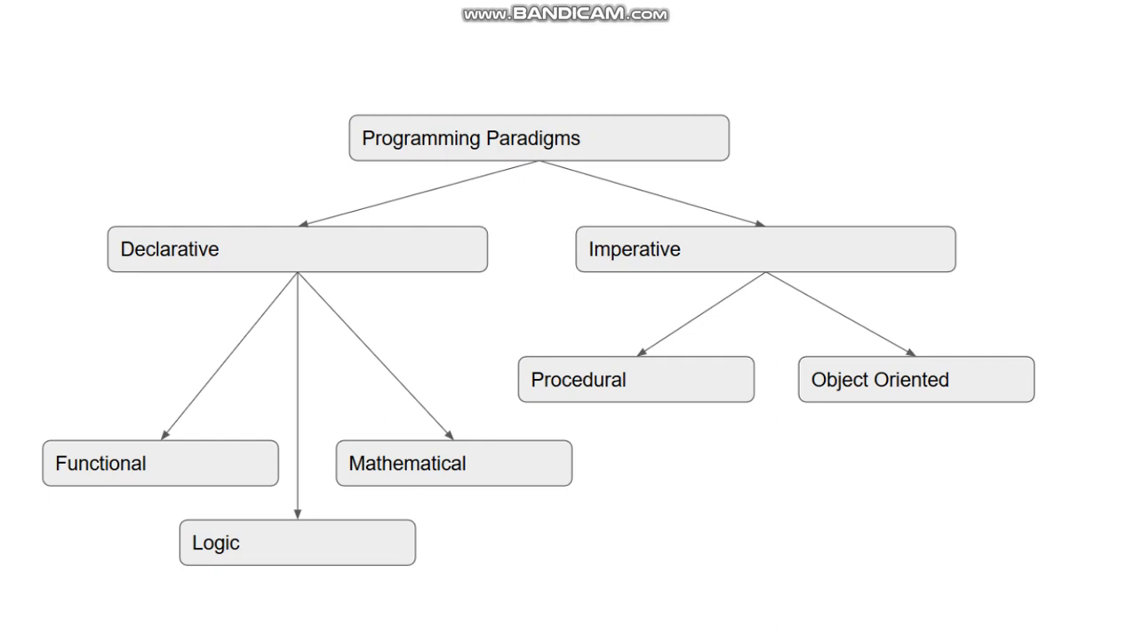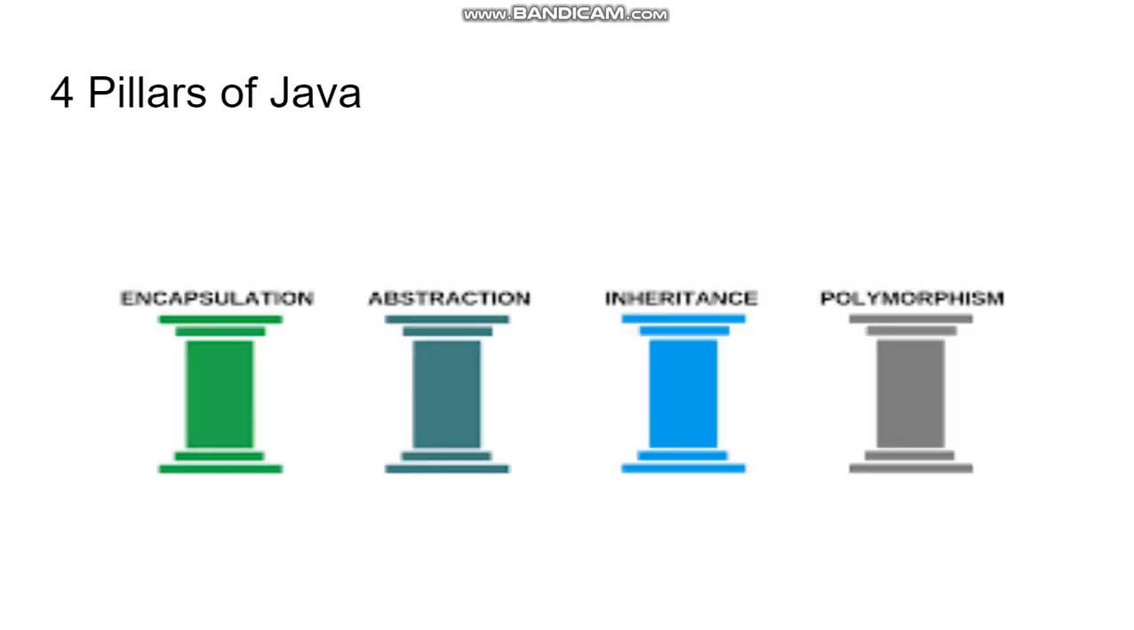Declarative has two types: functional and logic. In functional, we express computations as evaluation of mathematical functions, while in logic, we express computations in terms of mathematical logic. In imperative programming, we have two types: procedural and object-oriented. In procedural, we talk about the concept of procedure calls, in which statements are structured in procedures, while object-oriented programming is based on the concept of objects, which can contain data in the form of fields, and code in the form of procedures.